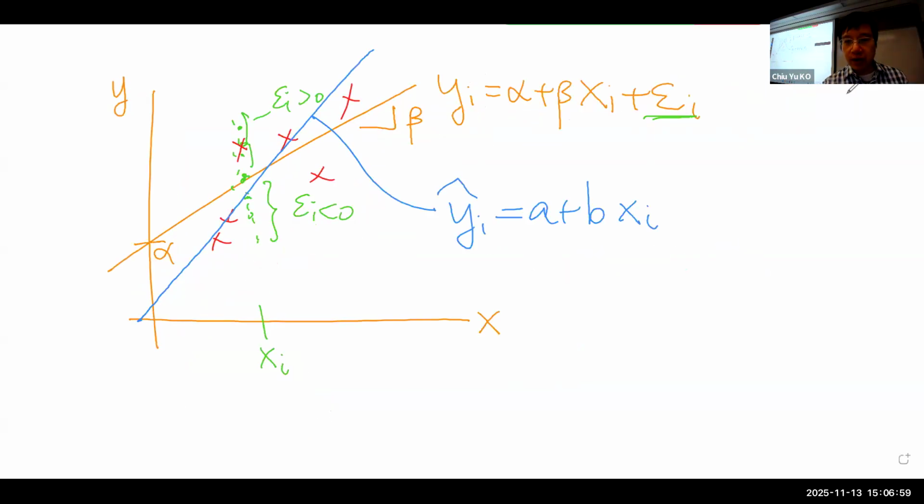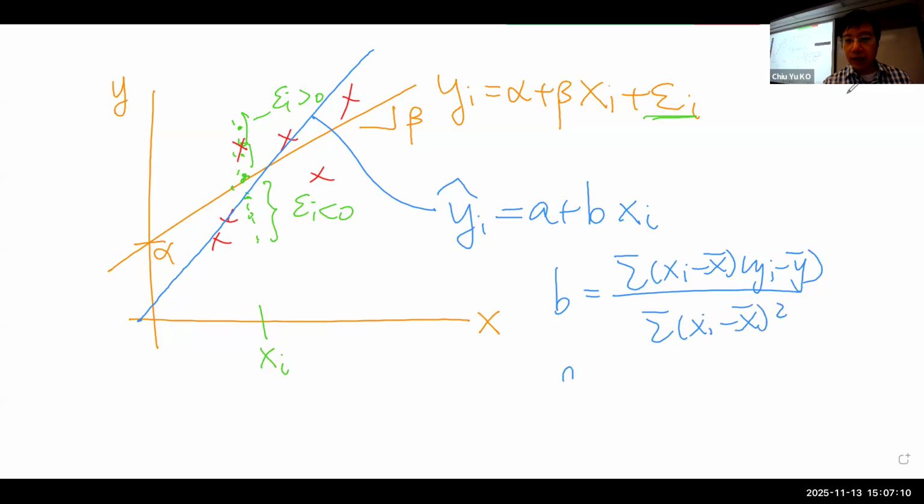And of course, we know the formula, right? b will be summation xi minus x bar times yi minus y bar over summation xi minus x bar squared, and a equal to y bar minus b x bar. So that is the formula. Calculate. And you don't get the same line, but the Gauss-Markov theorem said, if you repeat this regression many times, you get many a's, many b's, the average of this a will give you alpha, the average of this b will give you beta.